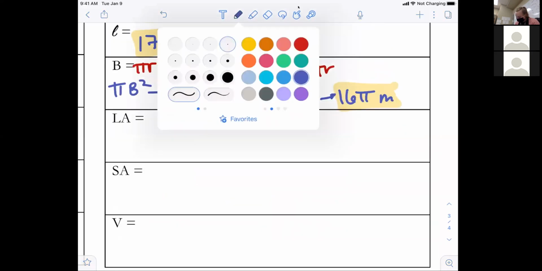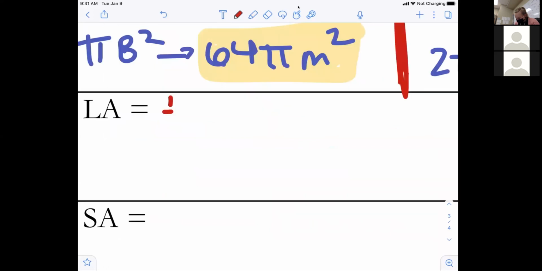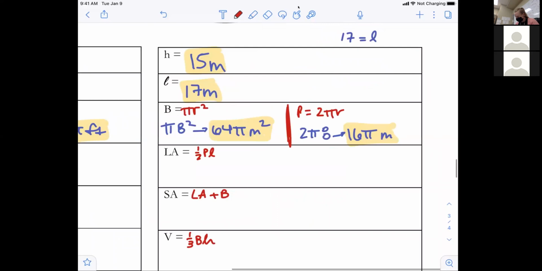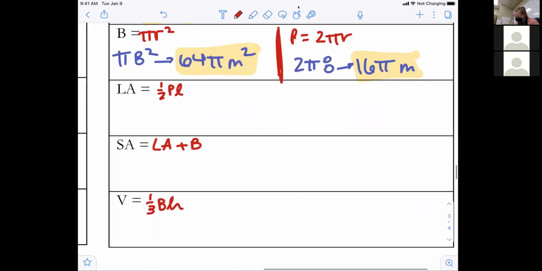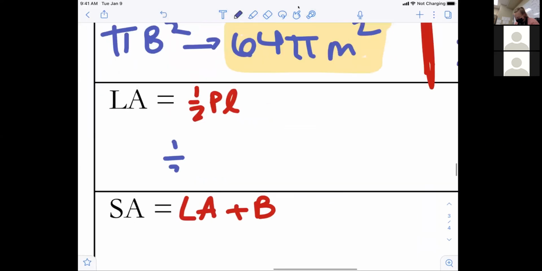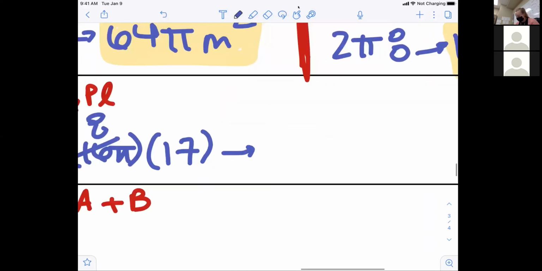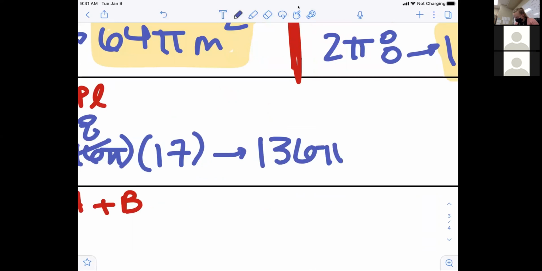Remember that LA is 1/2 P times L, SA is LA plus B, and V is 1/3 B times H. So LA is 1/2 of 16 pi times 17, because that's my slant height. 1/2 of 16 is 8, so 8 times 17 is 136. Does that seem good to you guys? Good. 136 pi meters squared.